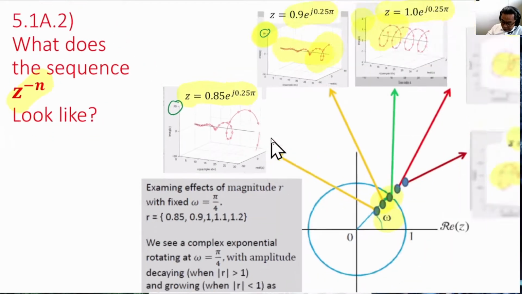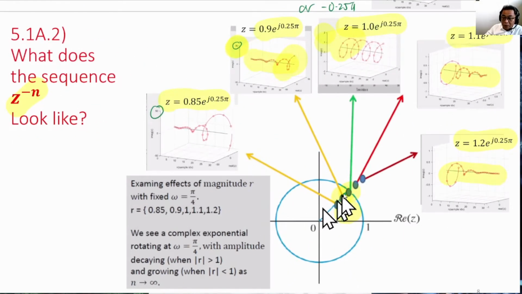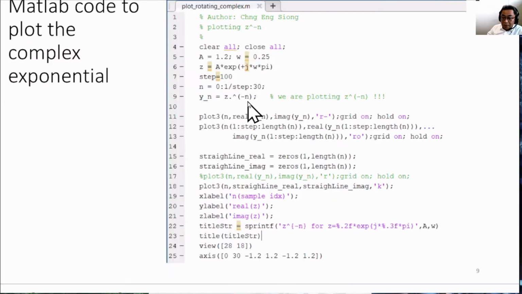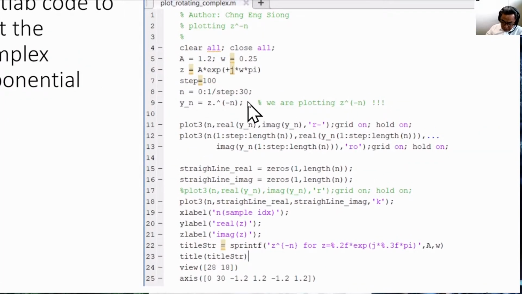So the take-home message is this: the magnitude will determine the growth rate of the complex exponential. The angle will determine whether it is rotating clockwise or anti-clockwise. This is the code to do that. So I'll just leave it here and you can play with it. It's only the following lines to generate the plots.